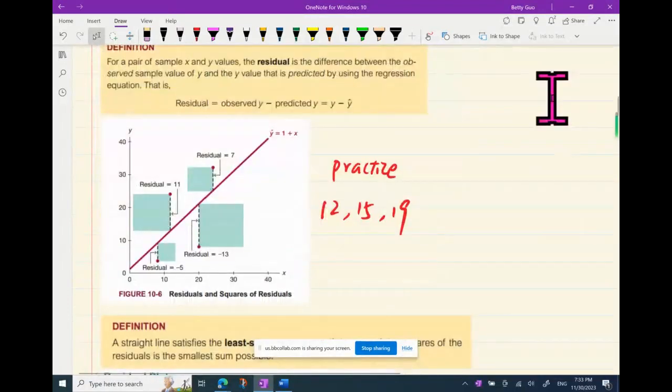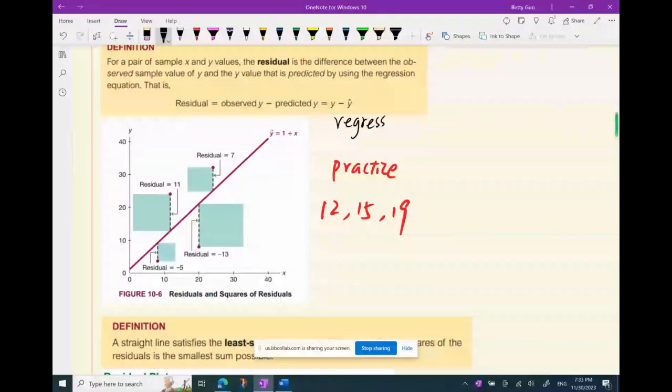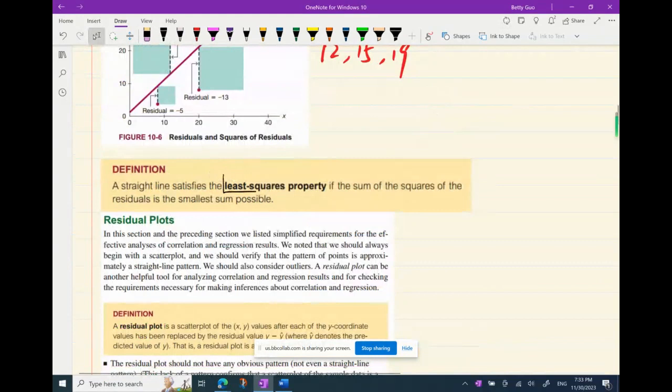So we call the regression line the line of best fit. That means the regression line fits the linear pattern of the scatter plot the best. Then when we talk about best, we need to have a criteria, right? What is the best? The criteria here is the least squares property. Let me explain that.